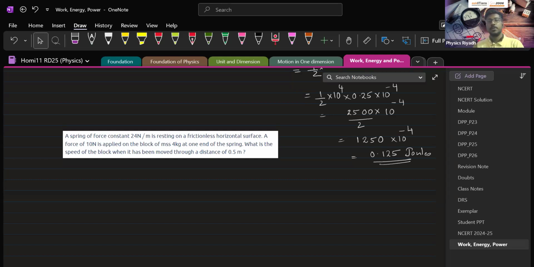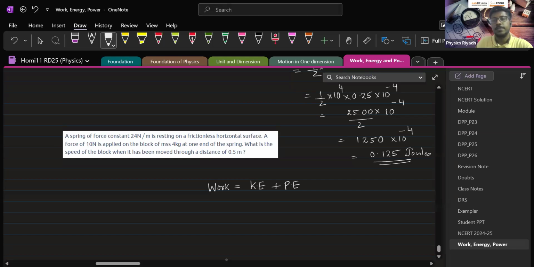So when you do some work on the spring, there are no dissipative forces here, meaning there is no non-conservative force here. There is no friction. So whatever work that you're doing has to be conserved. That gets transferred as either the kinetic energy or the potential energy inside the spring. So we can calculate the work done. What is the value of work done here?